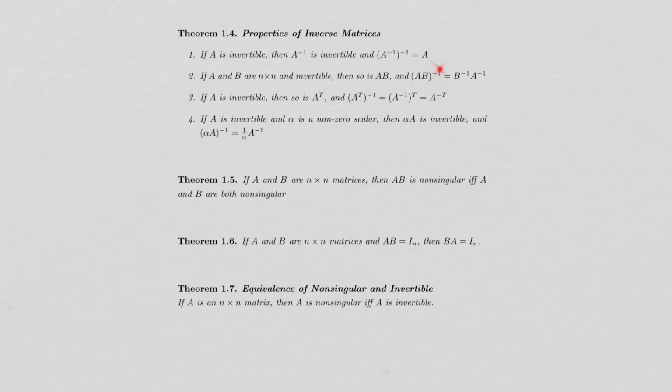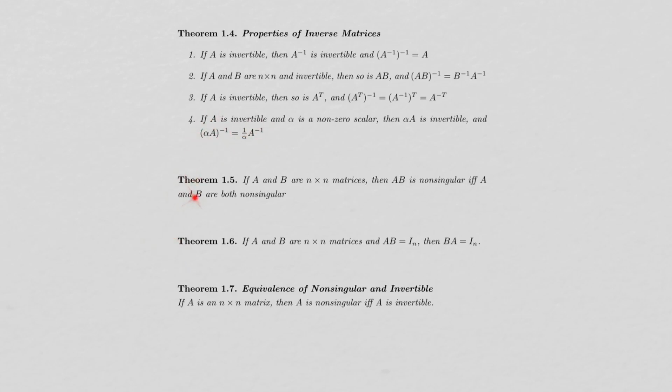So the inverse of AB is B inverse times A inverse. If a matrix is invertible, so is its transpose, and the inverse of the transpose is equal to the transpose of the inverse. In other words, the order doesn't matter. And finally, if a matrix is invertible and alpha is a non-zero scalar, then alpha times A is also invertible, and the inverse of alpha A is 1 over alpha times A inverse.